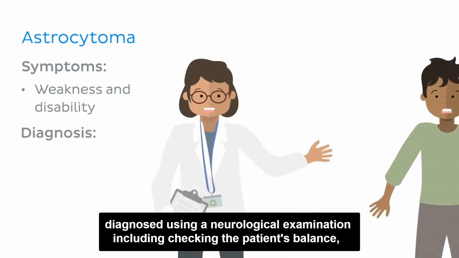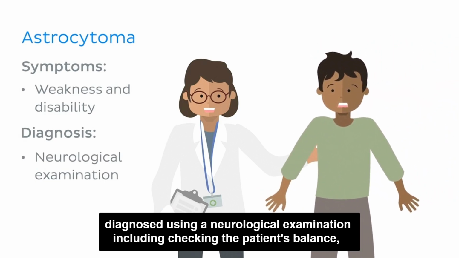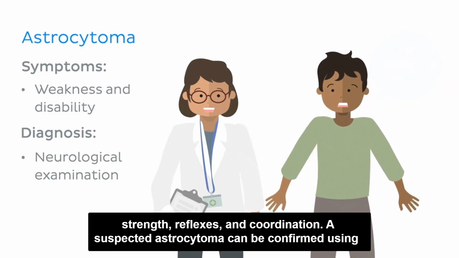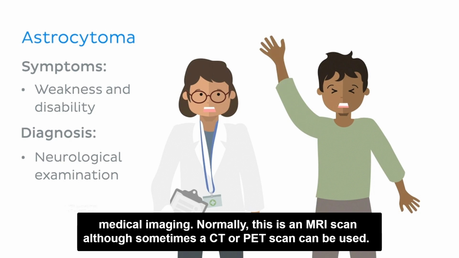It is diagnosed using a neurological examination, including checking the patient's balance, strength, reflexes, and coordination. A suspected astrocytoma can be confirmed using medical imaging. Normally this is an MRI scan, although sometimes a CT or PET scan can be used.